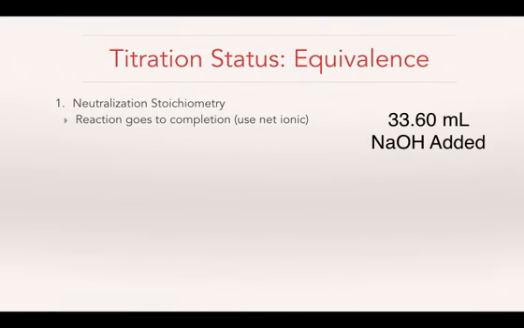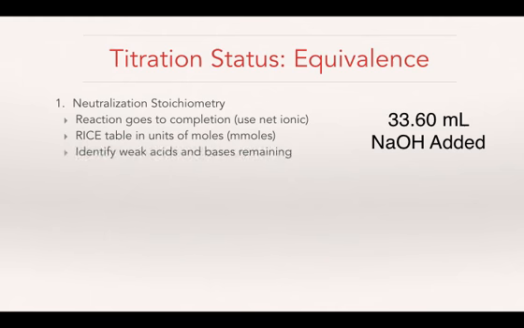As we continue on, we're going to eventually reach the point where the number of moles of weak acid and the number of moles of base are going to be equal. This is what we call the equivalence point. And not much changes here until we get to our equilibrium. We do the neutralization stoichiometry, the reaction goes to completion, and we set up a Rice table in millimoles. We identify our weak acids and bases remaining, and we do our calculations using our new volumes.